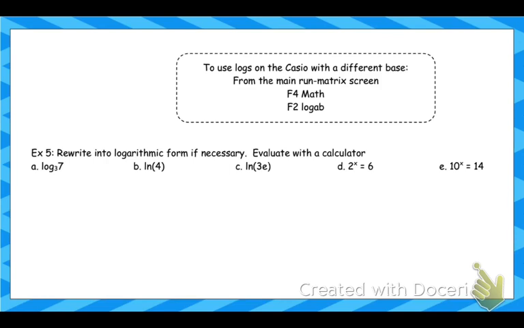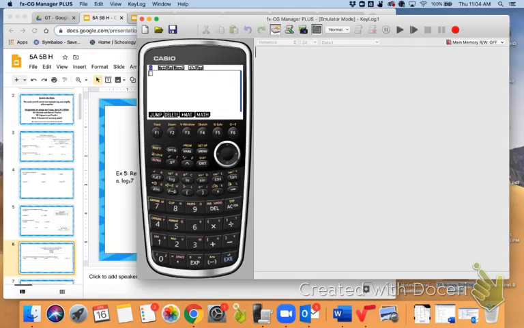If you have a Casio, go ahead and get it. Go ahead and look at the run matrix screen. Then from this screen, what we're going to do is start by going to math.